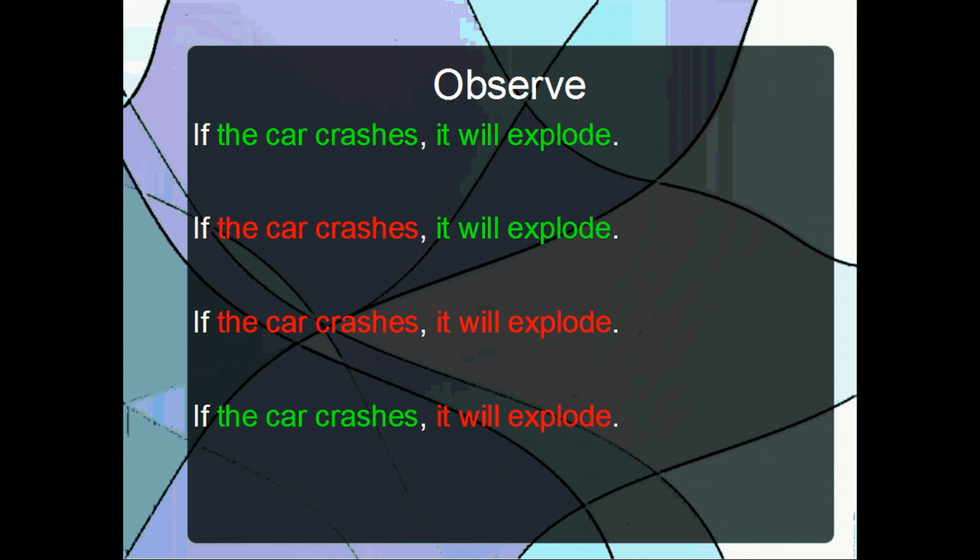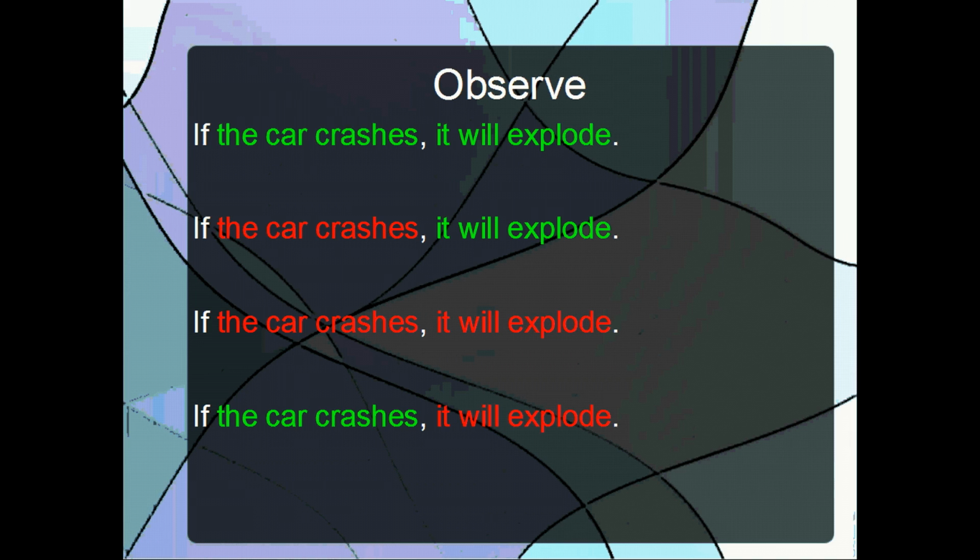Now I'm going to show you some visuals, and I want to go into different cases in which the same conditional proposition could be true or false. But before I go into that, I just want to go over the parts of a conditional proposition. If the car crashes, that part is the antecedent or the cause, and then it will explode, that is the consequent or the effect. If the writing is in green, then that part will be true. If the writing is in red, that part will be false.